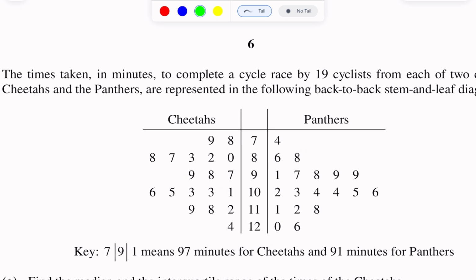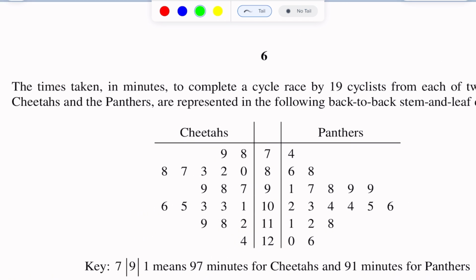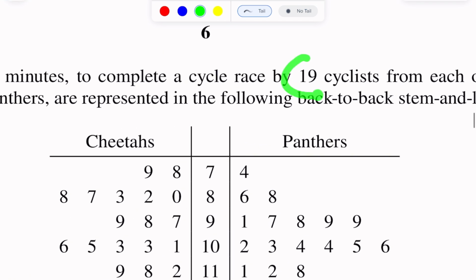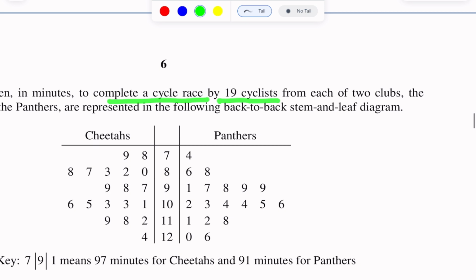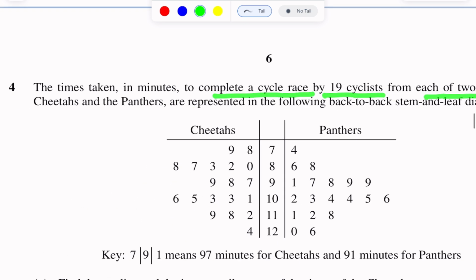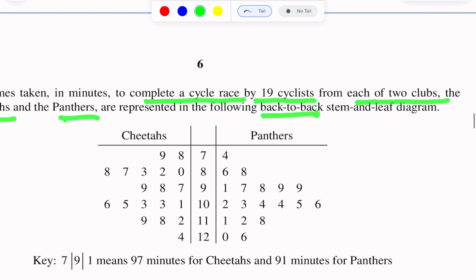There are two clubs of cyclists, Cheetahs and Panthers. 19 cyclists in each club. Times taken in minutes to complete a cycle race by 19 cyclists from each of two clubs, Cheetahs and Panthers, are represented in the following back-to-back stem and leaf diagram.